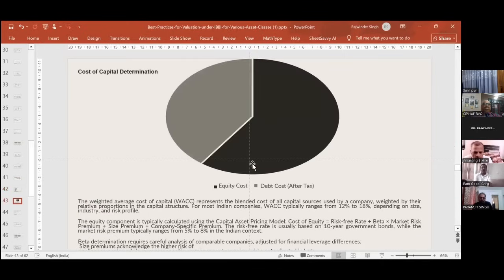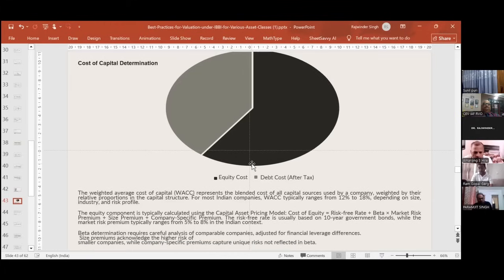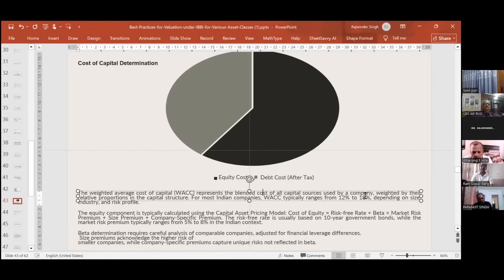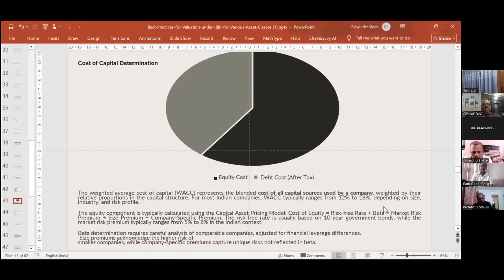So next is cost of capital determination. How the cost of capital is determined. For that we generally use weighted average cost of capital. It represents a blend of cost of all capital sources used by the company. What is the cost of capital? It is the cost of all capital sources used by the company, weighted by their relative proportions in the capital structure.